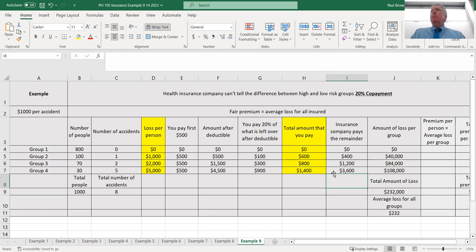Got it? So then what the insurance company pays, you add them all up. And then here's what the insurance company pays here. Add those things all up, and that's the total amount divided by the number of people. That's the fair premium, which is 232.